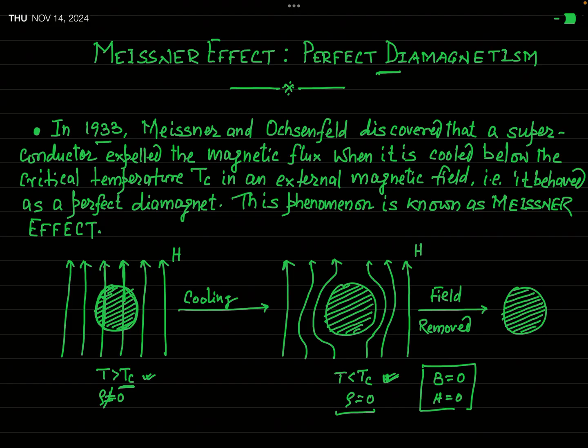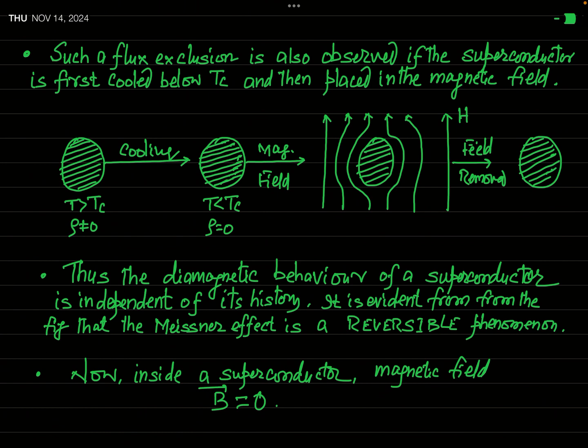Now see the figure, when the field is removed, your material will again be in the superconducting state, if you maintain the temperature T less than Tc. If you make the temperature T greater than Tc, then it will become an ordinary conductor. So in this first part of the experiment, I have subjected the material to the magnetic field before cooling. Now let us see the second part of the experiment.